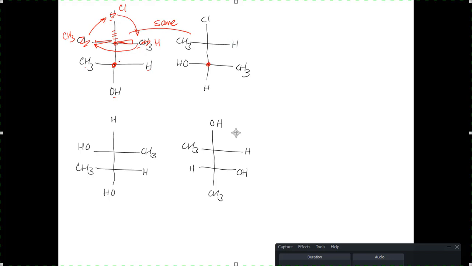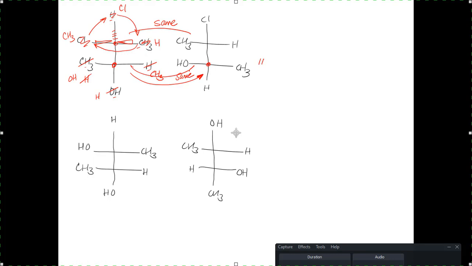So down here, let's do group switching. So in order to turn this into this, what am I going to do? Well, let's switch the methyl group and the hydrogen. So that was one switch, and so now the methyl groups are aligned, but now I've got to switch the H and the OH. Now I've done two switches, so they are now aligned, so the bottom carbons have the same configuration.